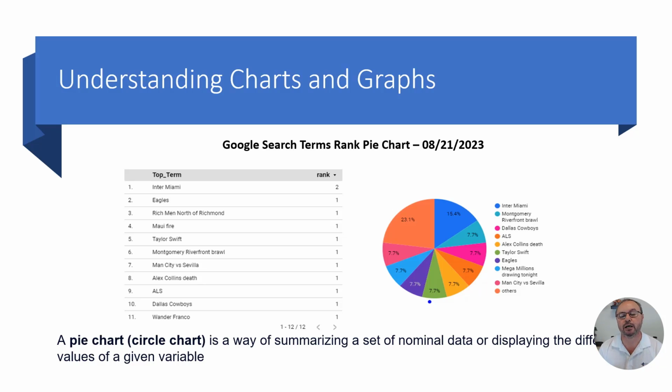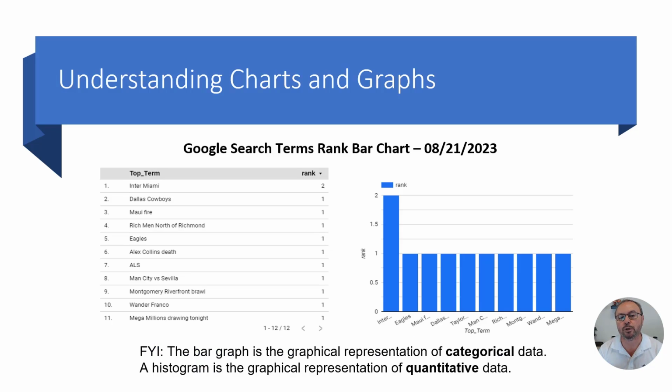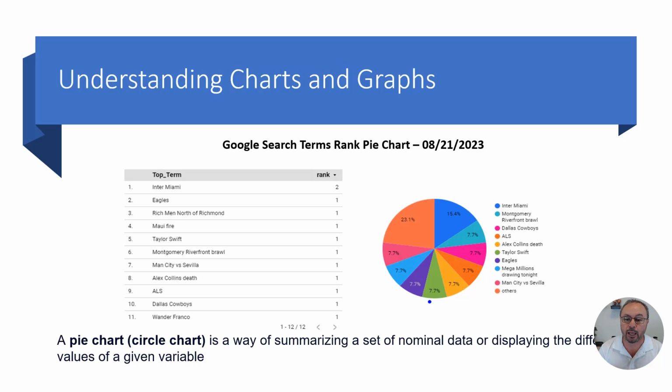Now, when it comes to pie charts, this is another very popular way to display data. This is great for summarizing a nominal set of data, basically showing different values. For example, population would be an easy one to show when it comes to a pie chart, or, for example, income levels between populations in a town. So those are really good examples of using pie charts.